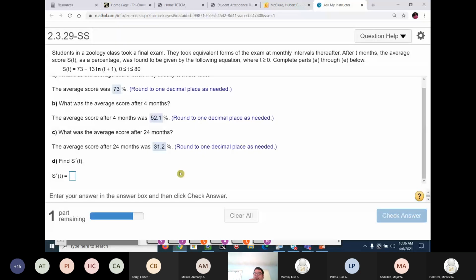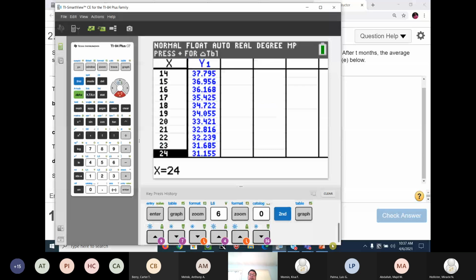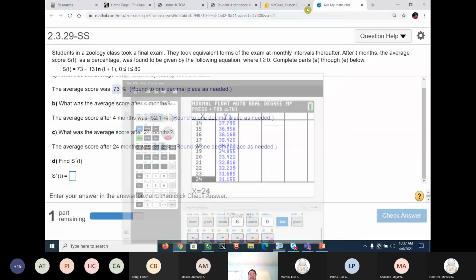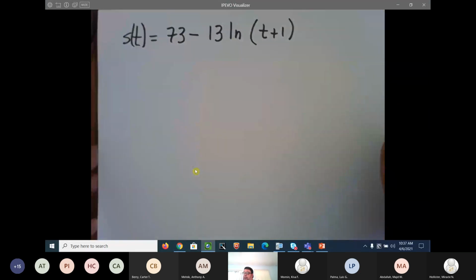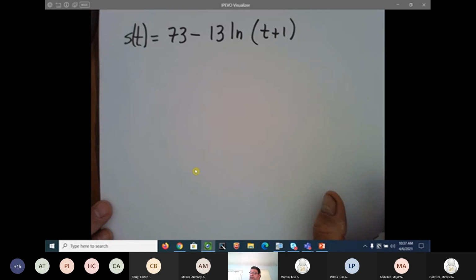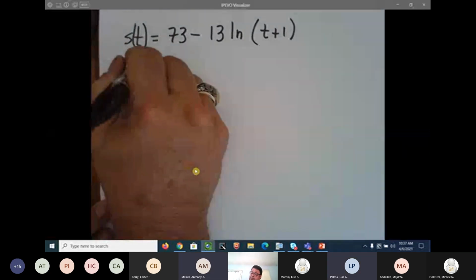Find your first derivative. Go ahead and do that, people. Find your first derivative. I guarantee you somebody's going to mess this up. S of t is equal to 73 minus 13 natural log of t plus 1. And they want you to find the first derivative. And somebody tell me what the first derivative of 73 is. 0. Good job.